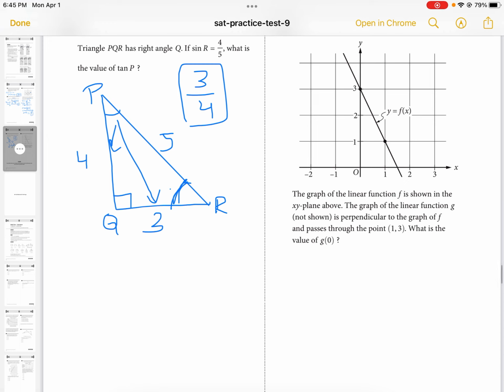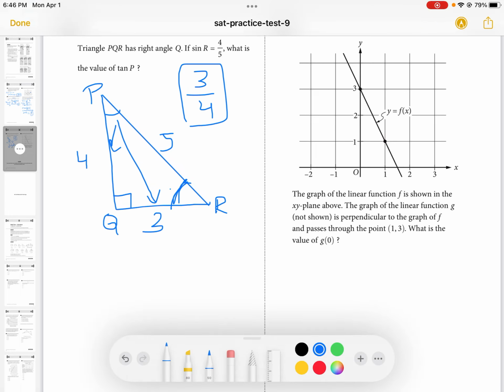Okay, number 20. The graph of the linear function f is shown in the xy plane above. The graph of the linear function g, not shown, is perpendicular to the graph of f and passes through the point 1, 3. What is the value of g of 0? Okay, so let's reread that. So we have a function f that's graphed, and we have a function g that's perpendicular to it. So let's find the slope-intercept form for our function f of x.